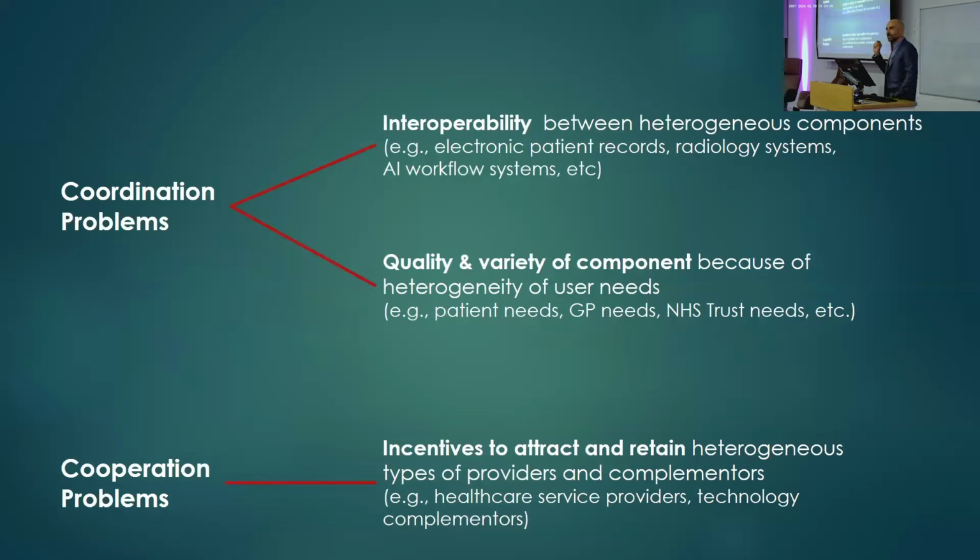Just to spend a little bit more time on this idea of complex coordination problems and cooperation problems, what are they? Well, on the one hand, coordination problems involve interoperability challenges that arise between heterogeneous components, right? How do you make them work together? How do you interface them? And also, coordination problems may involve challenges regarding the quality and the variety of the complements that you bring forward because of the heterogeneity of user needs. So such diversity can potentially compromise how well those user needs are met while delivering the required performance. And then finally, cooperation problems involve challenges in specifying the right incentives that attract but also retain those heterogeneous types of providers, whether they are medical providers or whether they are technical solution specialists, to help manage the coordination problems that I just described.